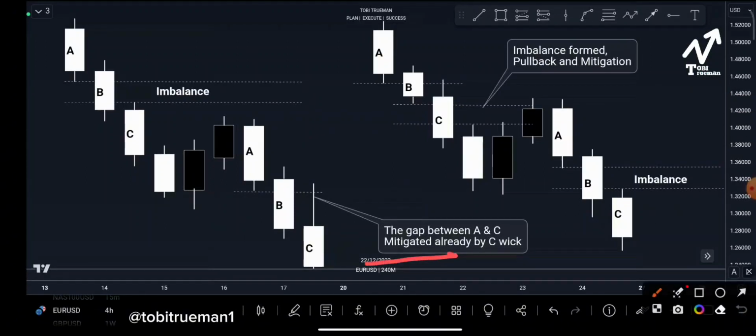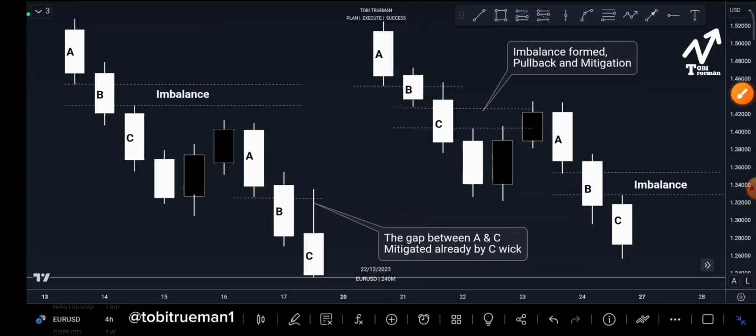That's this word, mitigated, means tapped, already mitigated by C wick, which is here. So to have a valid imbalance or pullback, imbalance, FVG or gap, there has to be 3 candles formed. After the third candle has formed, when the fourth candle is coming, if the fourth candle went inside the already created fair value gap or imbalance, then we can consider to move along using the fair value gap entry model.